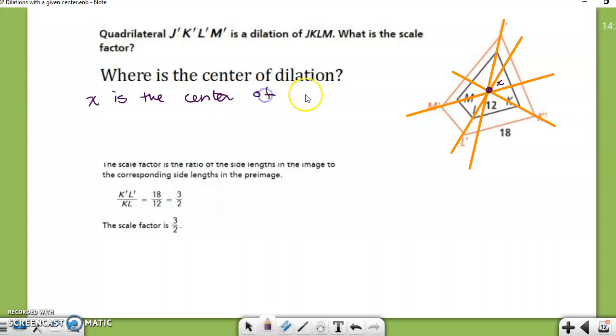So it is where all of the vectors or lines connecting your prime points to your corresponding pre-images intersect. Again, this is just a reminder that your scale factor is the ratio of your side lengths. You can take your image over your original, and that'll be your scale factor. You can also do that with your coordinates.